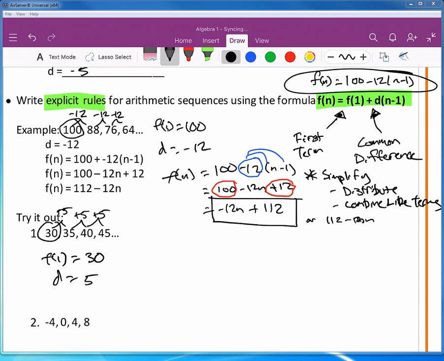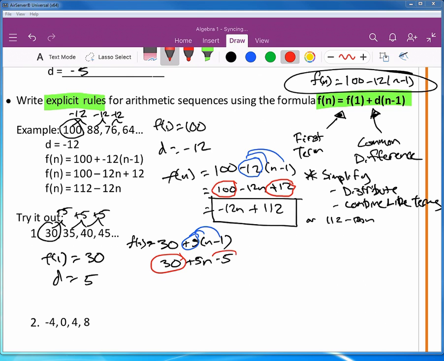Okay, the f of n, the first number goes first. f of n equals 30. The difference is plus 5 and n minus 1. And then simplify. Get rid of the parentheses. 5 is going to go to both. So bring the 30 down. 5 times n is 5n. 5 times negative 1 is negative 5.